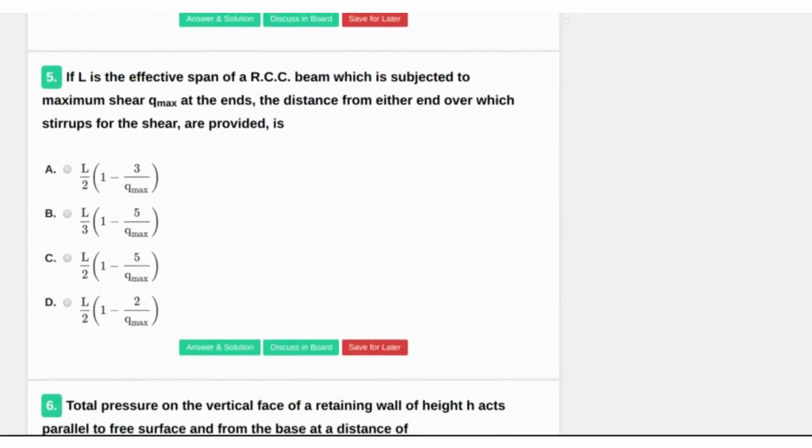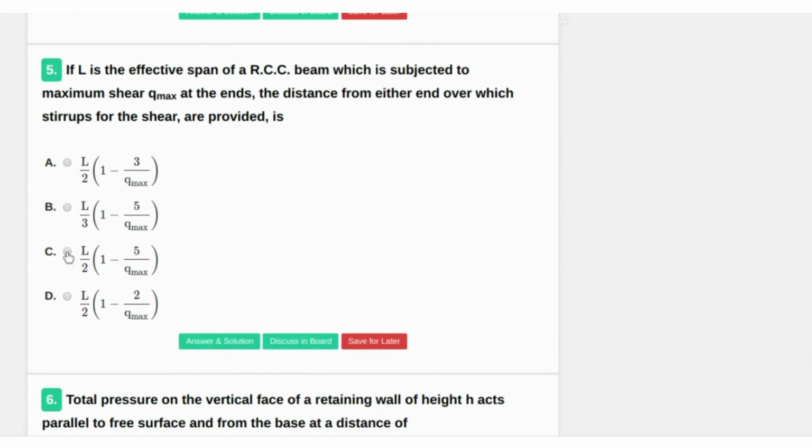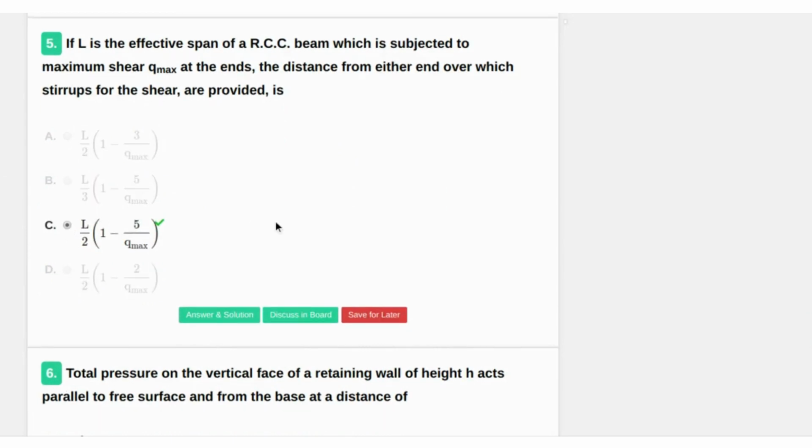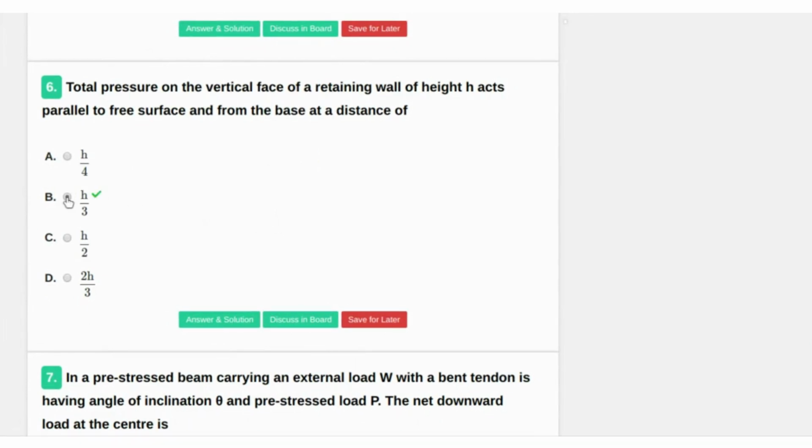If L is the effective span of an RCC beam which is subjected to maximum shear Qmax at the ends, the distance from either end over which the shear stirrups are provided is L over 2 (1 minus 5 over Qmax). Total pressure on the vertical face of a retaining wall of height h acts parallel to the free surface, and from the base at a distance of h by 3.